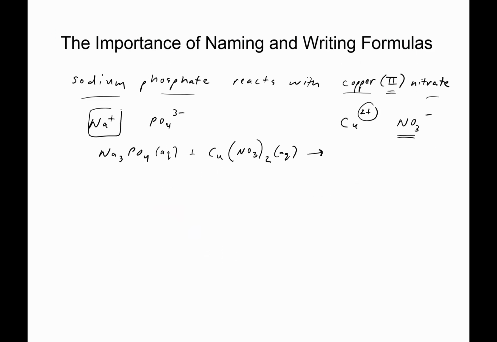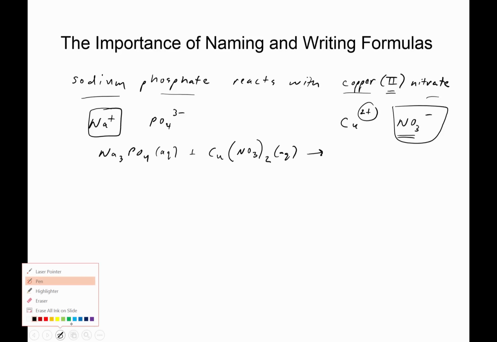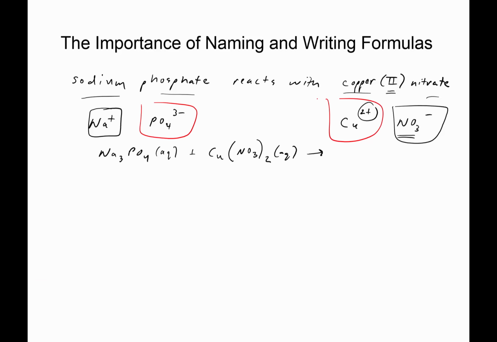this will combine with this, and then this one combines with this one, and that's how you get your products. So you're going to get copper phosphate, which just happens to be a solid, and plus sodium nitrate, which is also soluble.